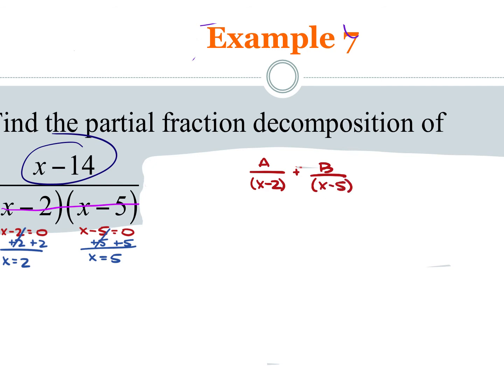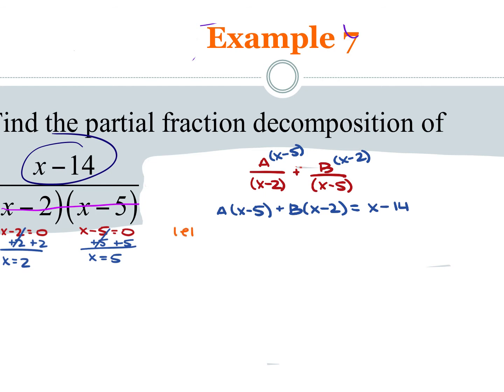The x minus 2 is missing the x minus 5, so we're going to multiply that a by x minus 5. The x minus 5 is missing the x minus 2, so we're going to multiply b by x minus 2. When we do this, we're going to have a times x minus 5 plus b times x minus 2 is equal to the numerator that we started with, which is x minus 14. Use x as 2 and x as 5.